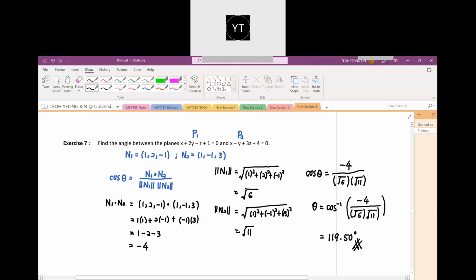So we can use the dot product, where cos theta is equal to the dot product of n1 and n2 over the magnitude of n1 and n2. How are we going to find n1 and n2? They are the coefficients of x, y, and z. You can see n1 is 1, 2, and negative 1. N2 will be 1, negative 1, and 3. So from here, we can find the angle between the planes.